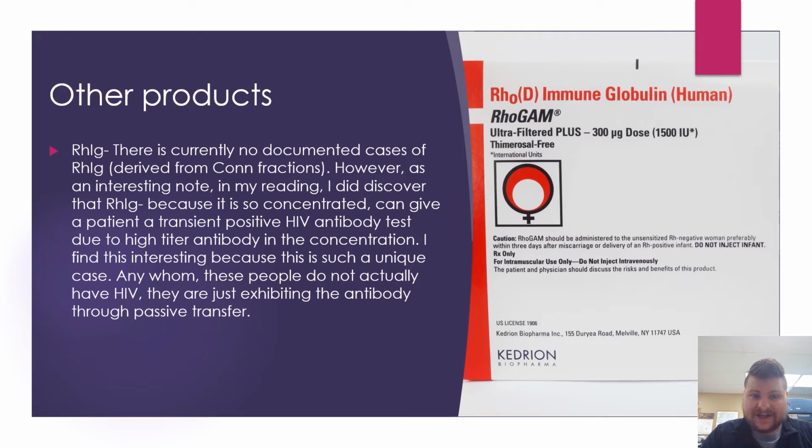However, as an interesting note, in my reading, I did discover that RhoGAM, because it is so concentrated, can give a patient a transient positive HIV antibody test due to the high titer antibody in the concentration. I think this is interesting because this is such a unique case that we're seeing. These people don't have HIV, but these antibodies are passively crossing over to our patients, so we're going to see that positive antibody test, but everything else is going to be negative. Anywho, these people don't actually have the HIV, they're just exhibiting the passive antibody transfer.